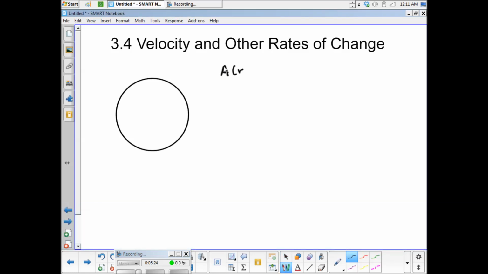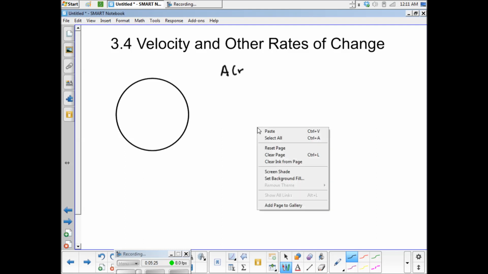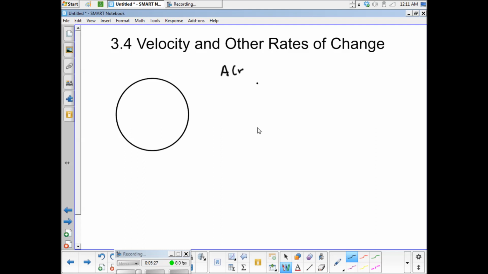Okay, so the area of a circle, of course, is written in terms of its radius as well. So it's simply pi r squared. But what does the derivative look like? I went ahead and included the extra of r there. That's optional.